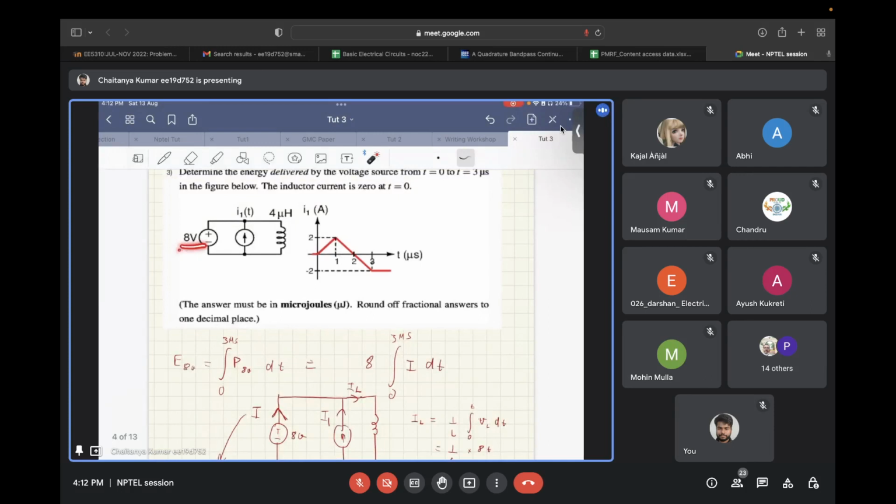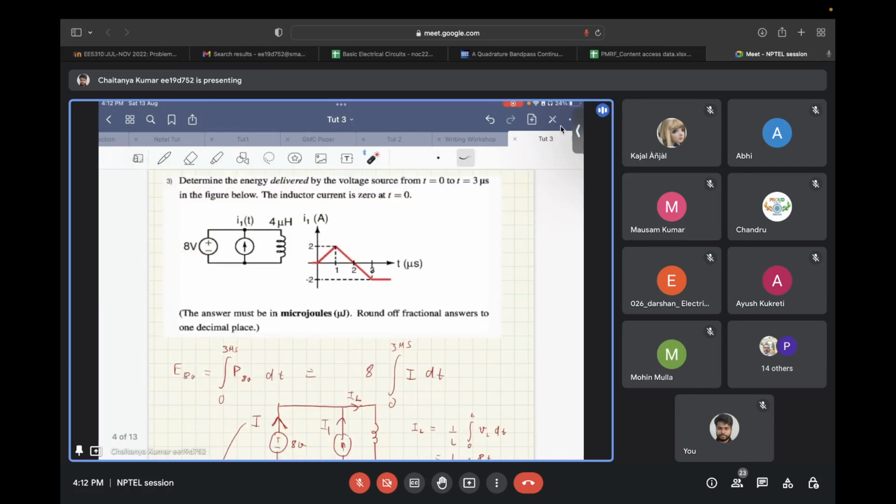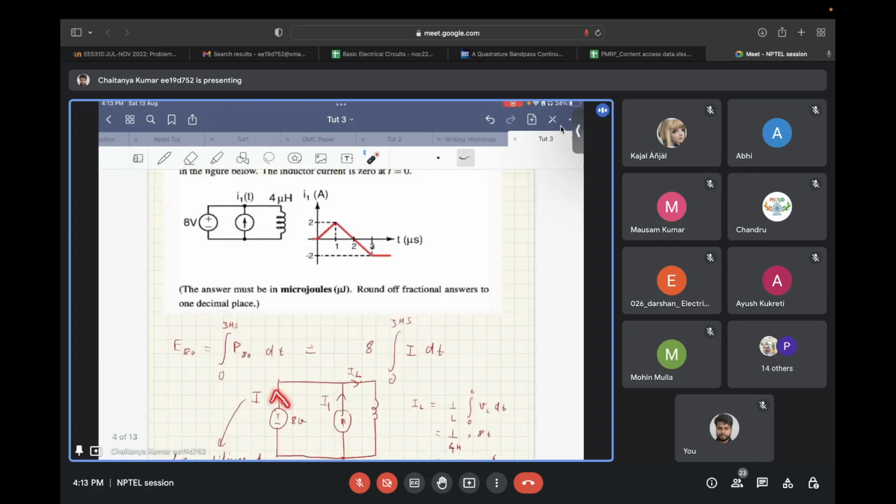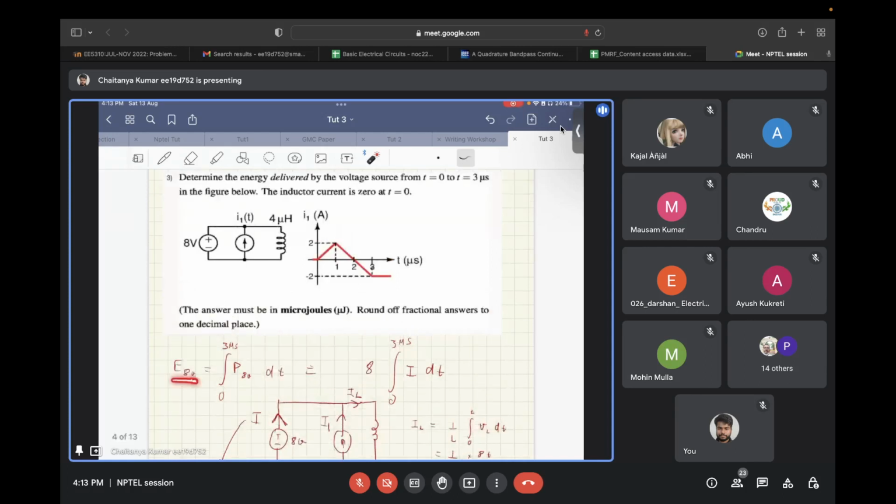To calculate the energy that is delivered, for any element that delivers energy or power, the current should go out of the positive terminal of that element. So in this case, the current's direction should be coming out of the positive terminal of the 8 volt voltage source, and the energy delivered by this 8 volt voltage source will be the integration of the power delivered by this voltage source from 0 to 3 microseconds.